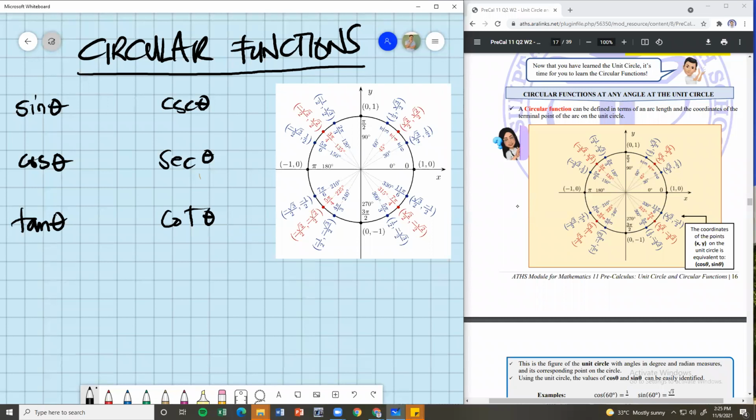So we need to be familiar with sine, cosine, tangent, cosecant, secant, and cotangent. And I also want you to focus on this. Look at here. These are the coordinates of the different points. Please take note of them. Kaya nga sabi ko, it will be helpful if you have this unit circle with you.